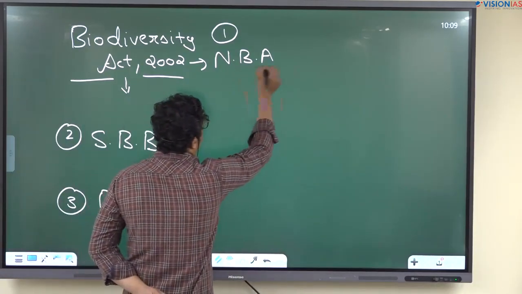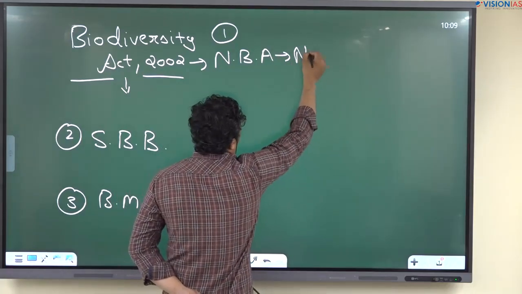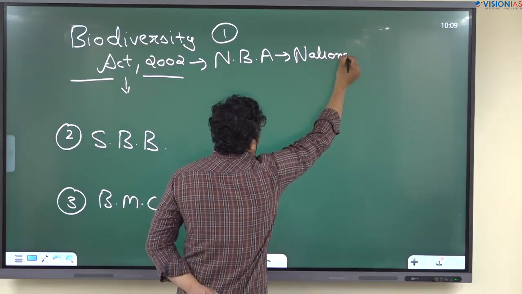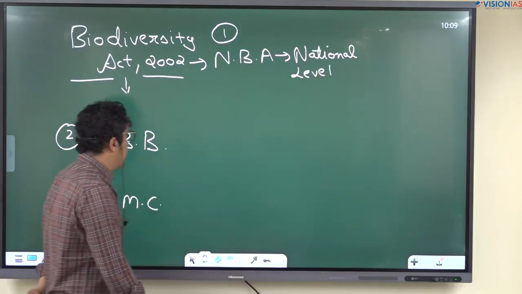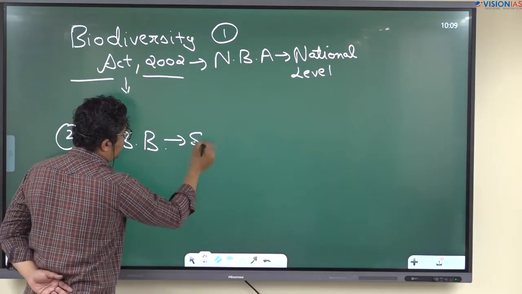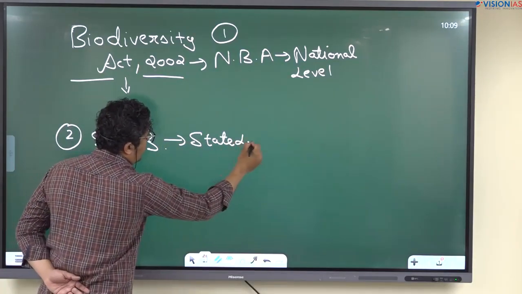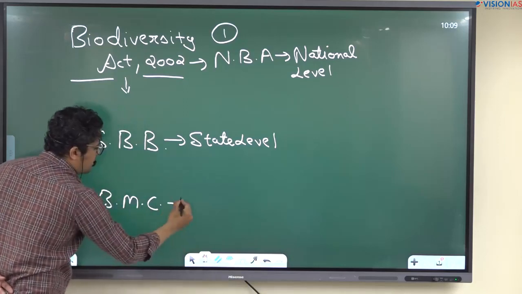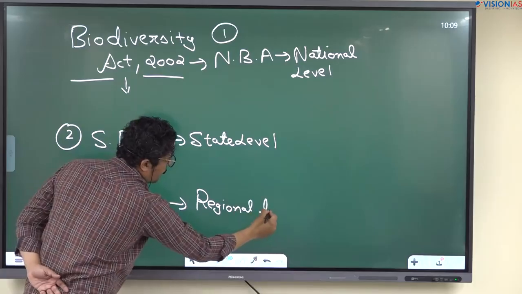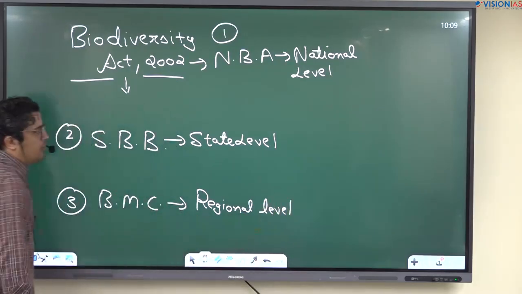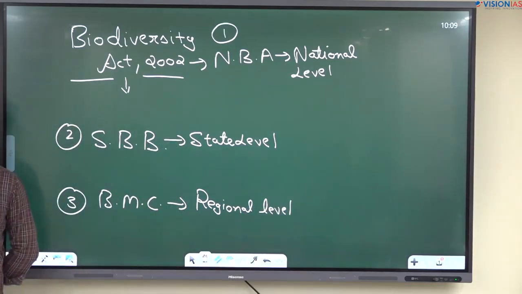NBA, National Biodiversity Authority, works at national level. State Biodiversity Board works at state level. BMC works at regional level. So you have a clear hierarchy under this act: a national level organization, a state level organization, and a regional level organization.